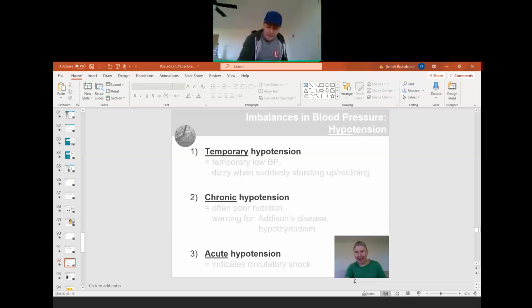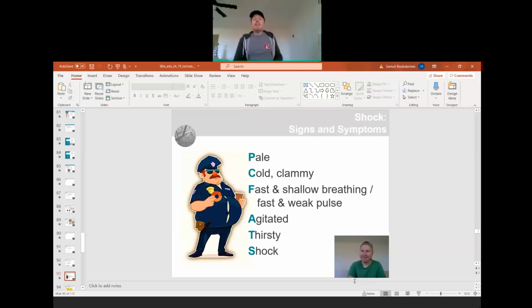There are subgroups of hypotension. It can be just temporary, like being dizzy when standing up, for example. It can be chronic, so often due to poor nutrition, and that comes with risk of developing other conditions, of course, if you're not getting good nutrition. Or it can be acute and indicating shock, that you're about to go into shock. And I do want you to know the signs and symptoms of shock.